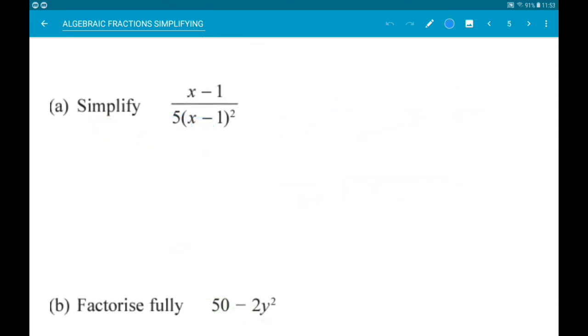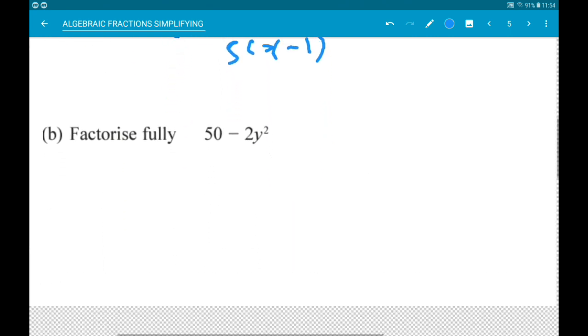Okay, now the final page, part A, simplify x minus 1 over 5 lots of x minus 1 squared. So, they've factorised it for us. So, if we stick brackets around the top, hopefully we can see there's a common factor of x minus 1. So the top just becomes a 1, and the bottom becomes 5 lots of x minus 1. Again, we could expand the brackets, but we don't need to.